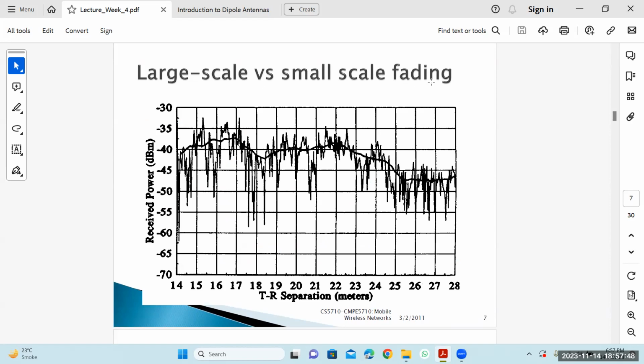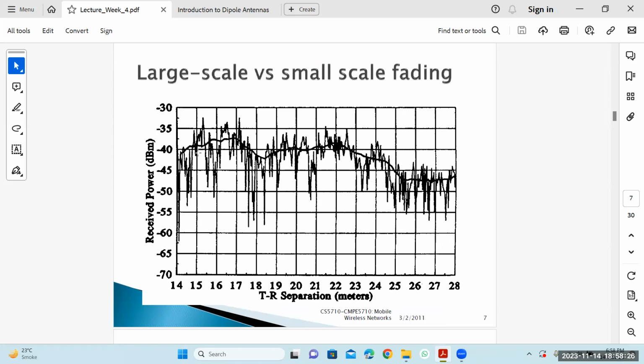This is large scale fading versus small scale fading. On the x-axis, what you see is the TR separation, meaning the transmitter receiver separation in meters, and on the y-axis you see the received power. You can see the line in the middle. That is the phenomenon of large scale fading. Even by moving considerable distances, the average power is almost the same. If you just follow the cursor of the mouse, the average power is almost the same in this line in the middle.